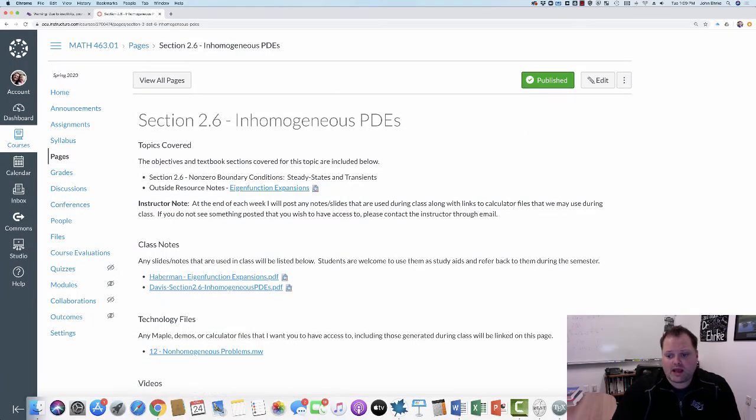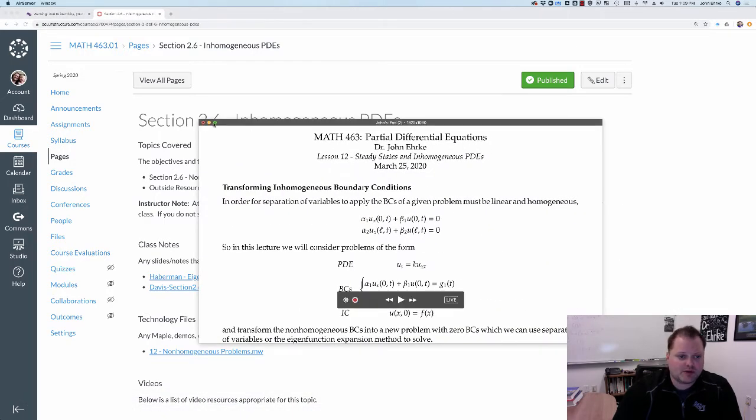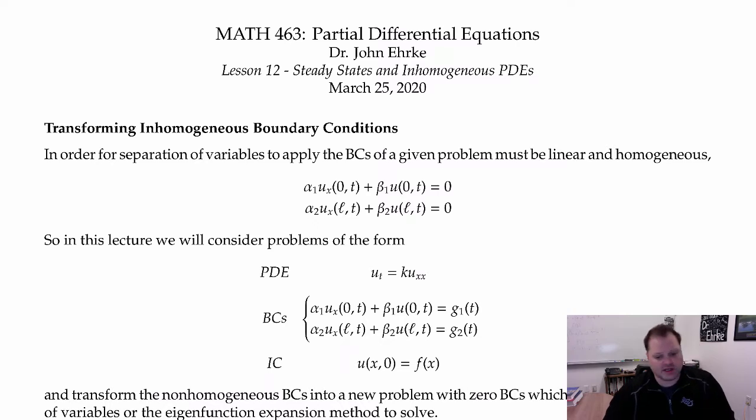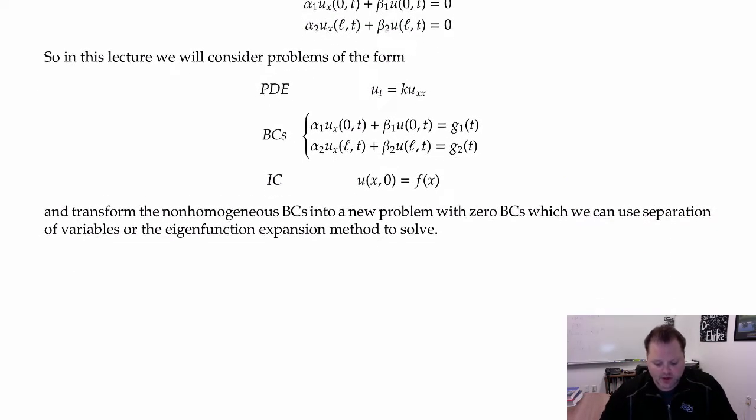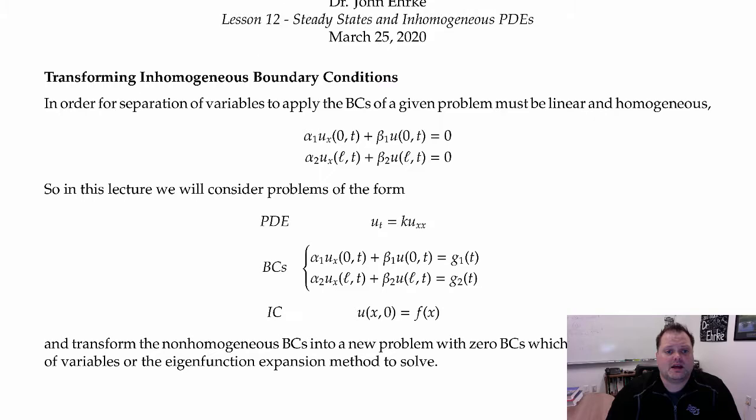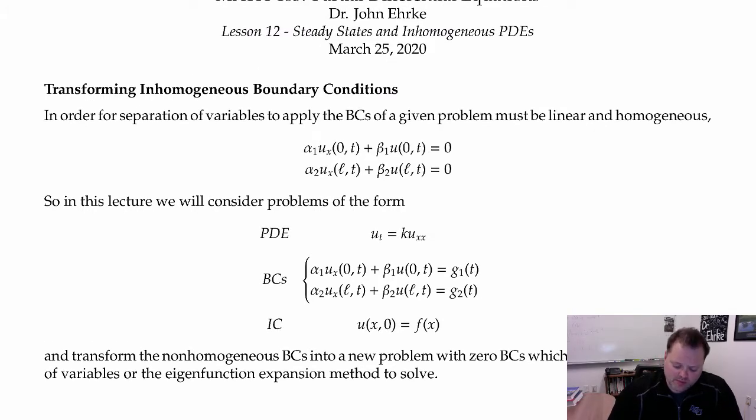So what I want to jump into with you today is a new topic for us, dealing with inhomogeneous PDEs. We've yet to really run into stuff like this. If you think about the way that most of our problems have gone, we've had u_t equal to k u_xx for, say, the one-dimensional heat equation. And if it were a Dirichlet problem, then we would have the left end be 0, we would have the right end be 0. In other words, this is what we call a homogeneous boundary condition.